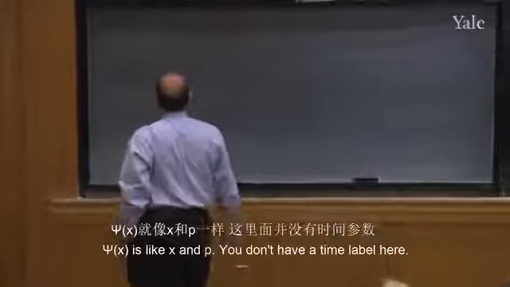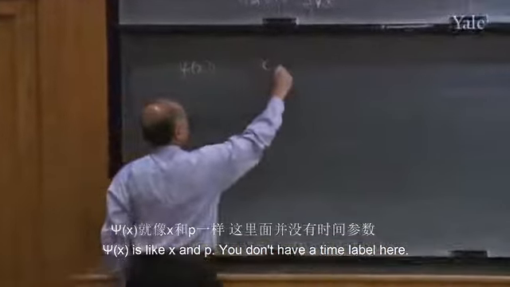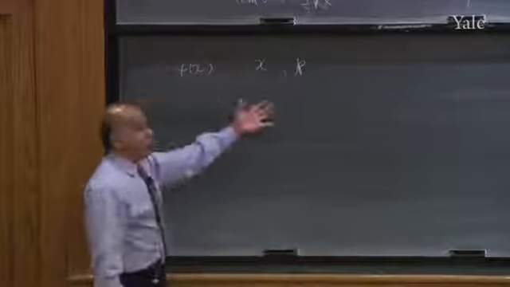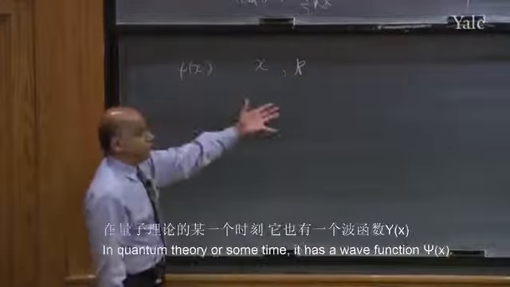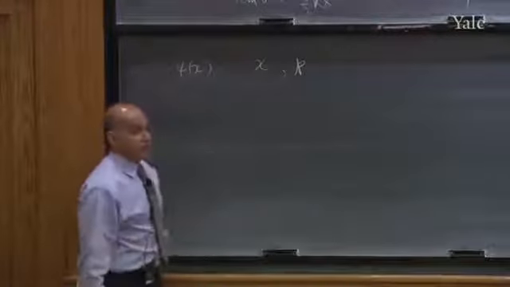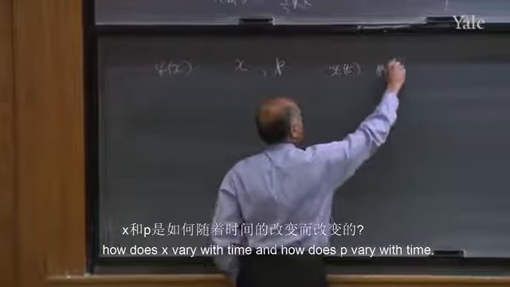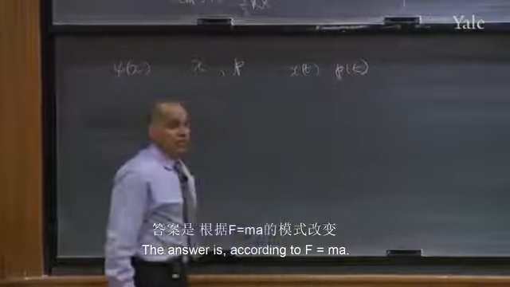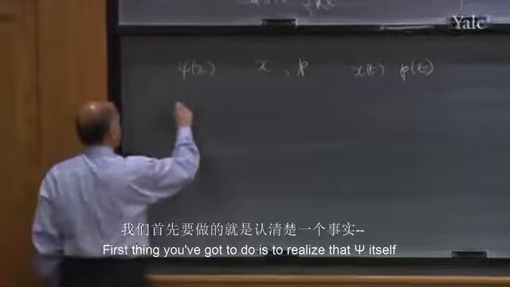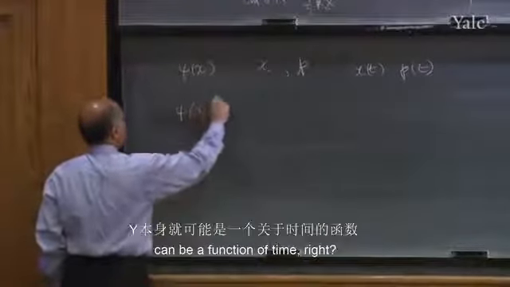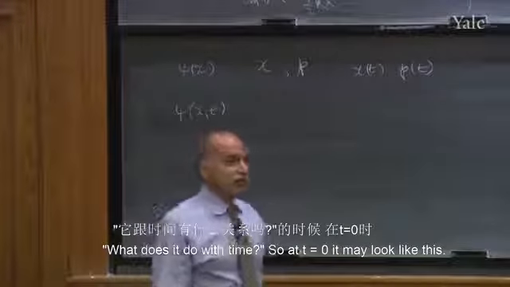So what are we trying to do? Psi of x is like x and p. You don't have a time label here. These are like saying at some time a particle has a position and a momentum. In quantum theory, at some time it has a wave function psi of x. But the real question in classical mechanics is, how does x vary with time, and how does p vary with time? The answer is according to F equals ma. And here the question is, how does psi vary with time? First thing you've got to do is to realize that psi itself can be a function of time. That's the only time you've got to ask, what does it do with time?